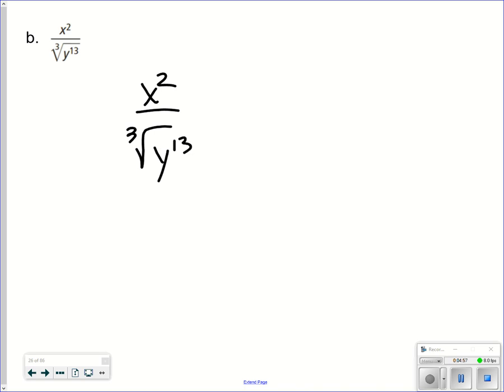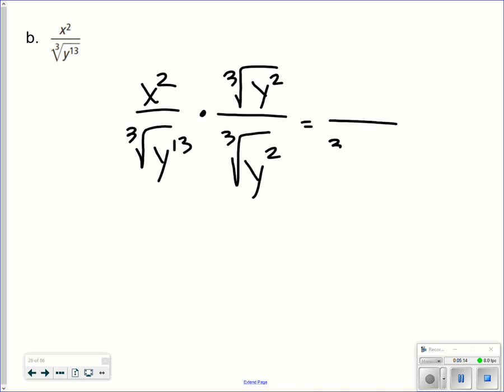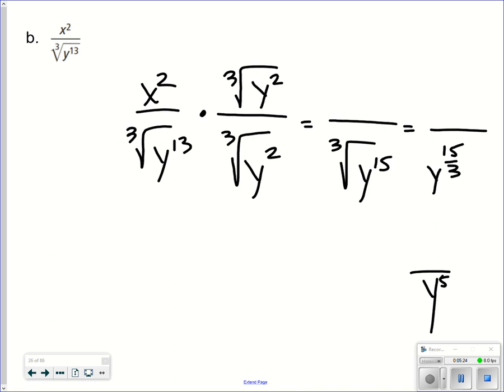And so I need to get to a situation where I have a perfect group of 3. 13 does not make a perfect group of 3. But if I multiplied by 2 more, and some of you are going to be looking at that going, what are you talking about? Cube root of 13 times the cube root of y squared makes the cube root of y to the 15th. The cube root of y to the 15th is perfect. It's y to the 5th. So now, just multiplying across the top, I end up with x squared, cube root of y squared.